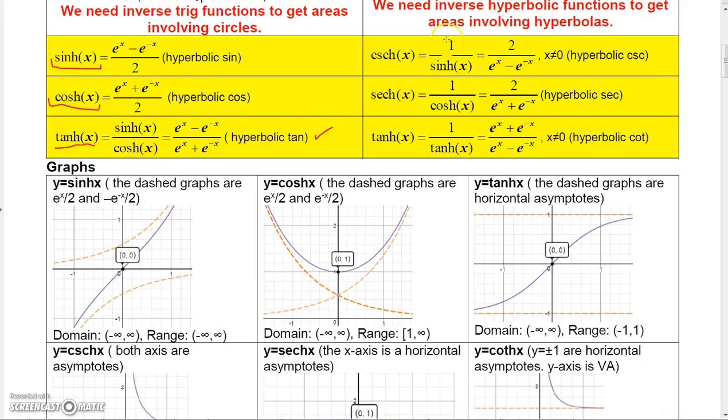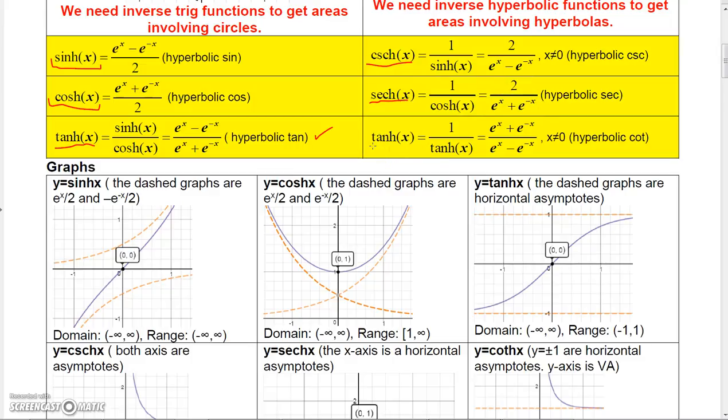Now the hyperbolic cosecant is just the reciprocal of the hyperbolic sine. So you just flip this over and get 2 over e to the x minus e to the minus x, as long as x is not equal to 0. Now the hyperbolic secant is the reciprocal of hyperbolic cosine, so that would be 1 over hyperbolic cosine of x, which would just be 2 over e to the x plus e to the minus x.